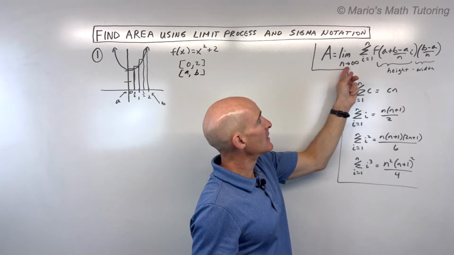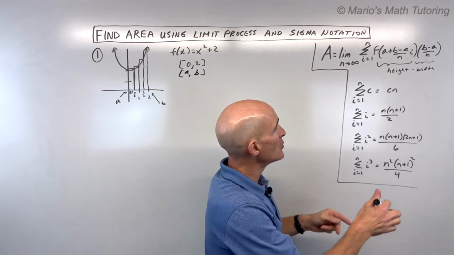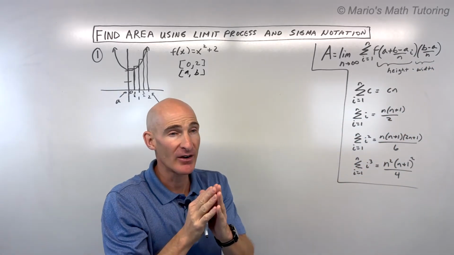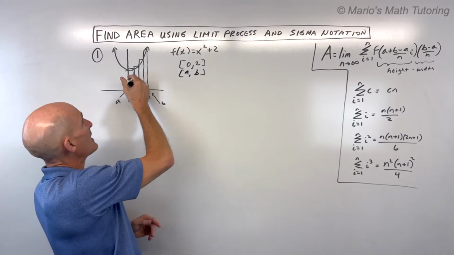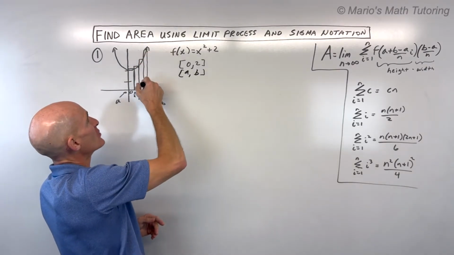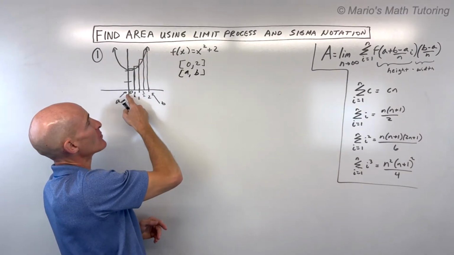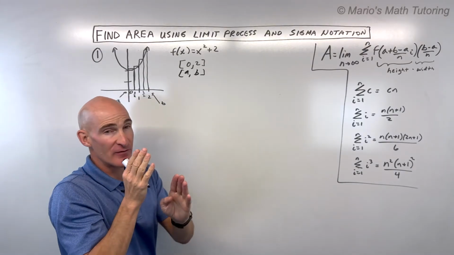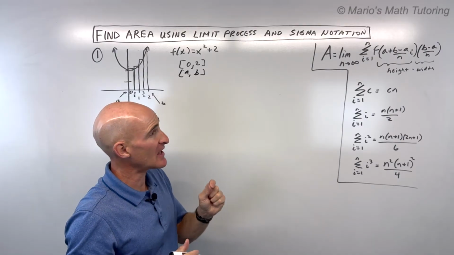But if I take the limit as n approaches infinity, you can see that as I have more and more rectangles, they're going to get thinner and thinner, until they're paper thin. Then I'm going to get an exact area underneath this parabola between 0 and 2. So you get an infinite number of rectangles, but they're infinitesimally thin, and so you get that exact area.